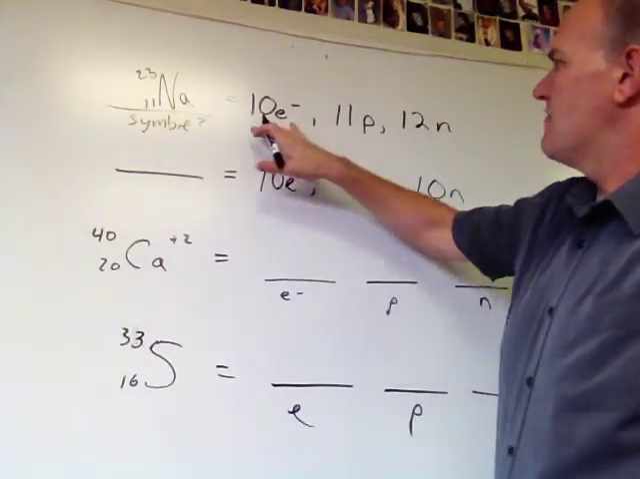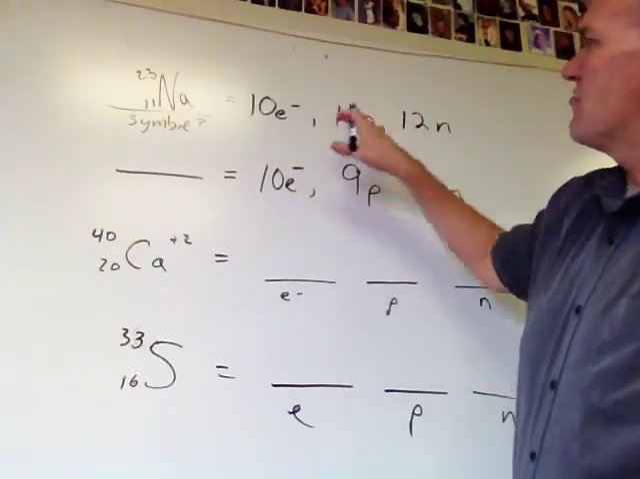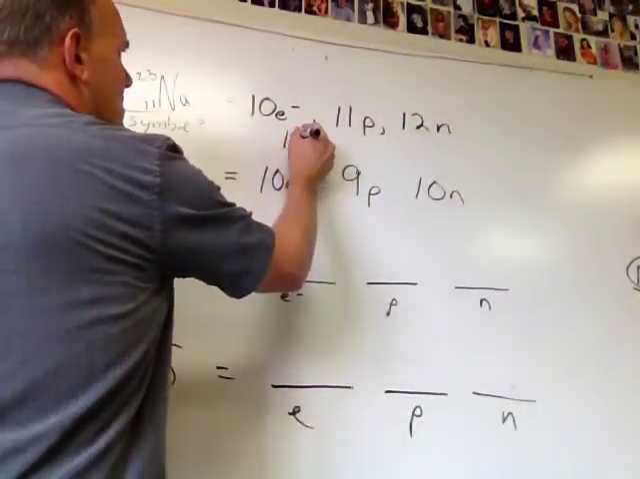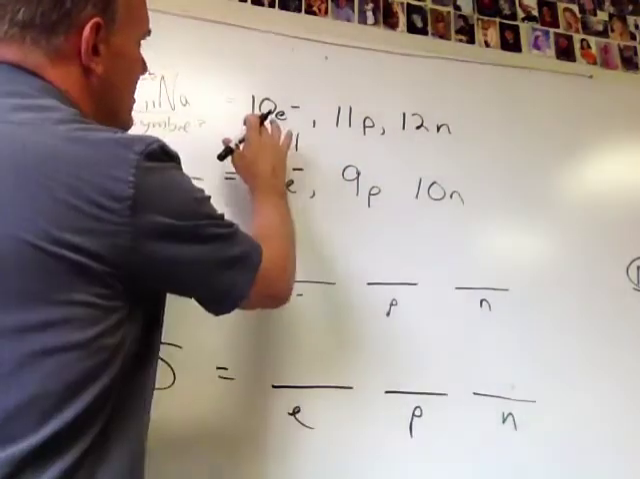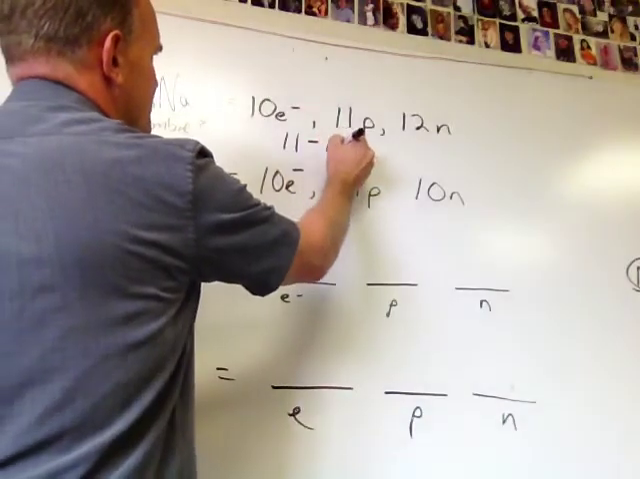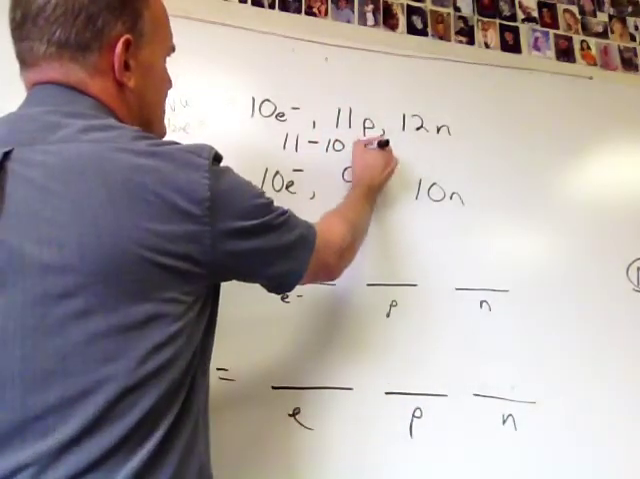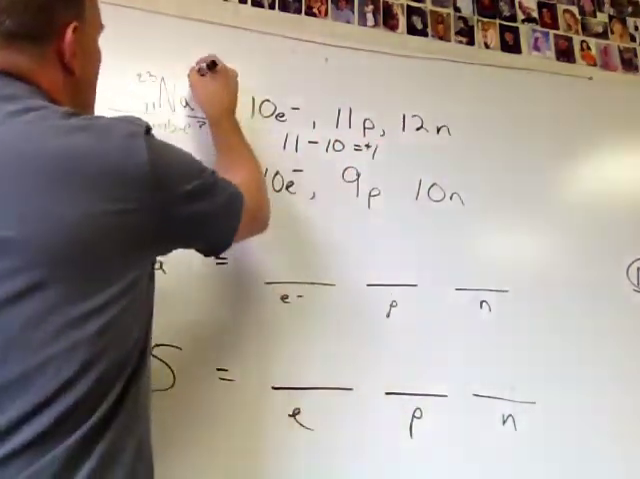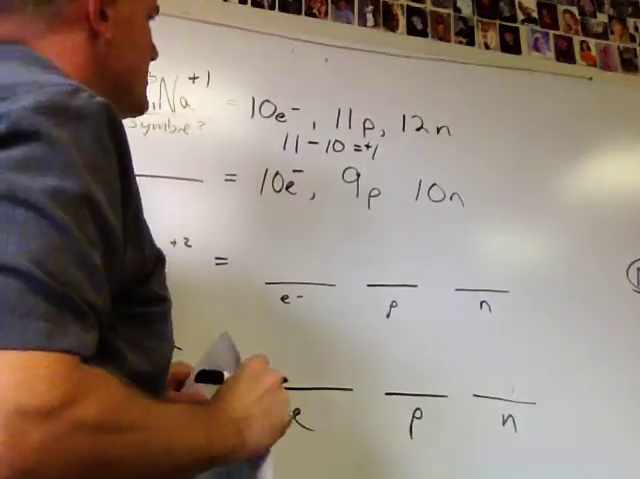And so, for the charge, we have to look at the protons and the electrons. Protons are positive, we have 11 of them. Electrons are negative, so we're going to subtract off 10. 11 minus 10 is 1, positive 1, so that would be our charge there.